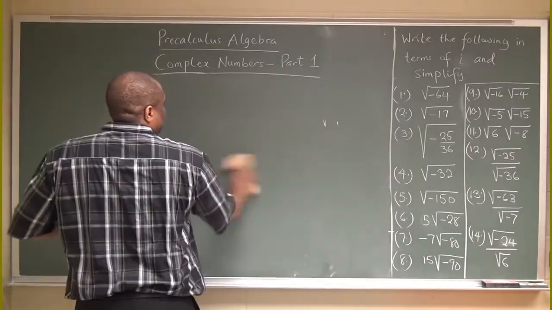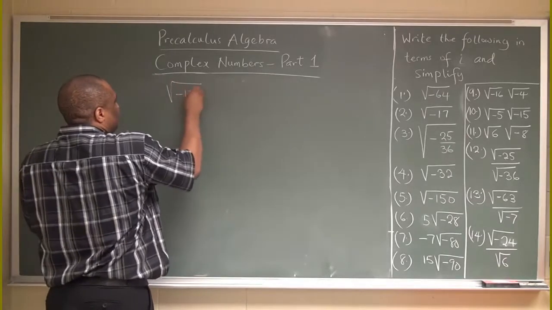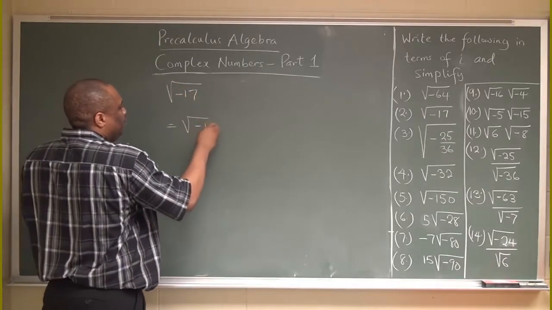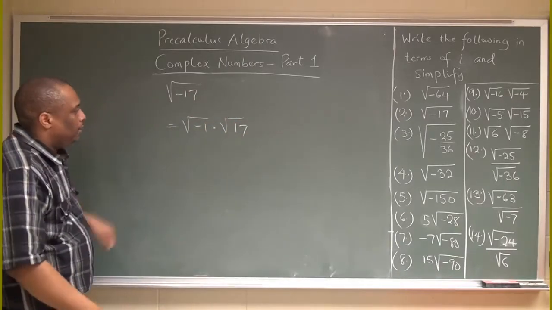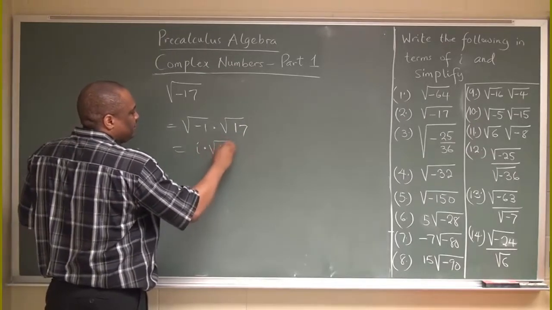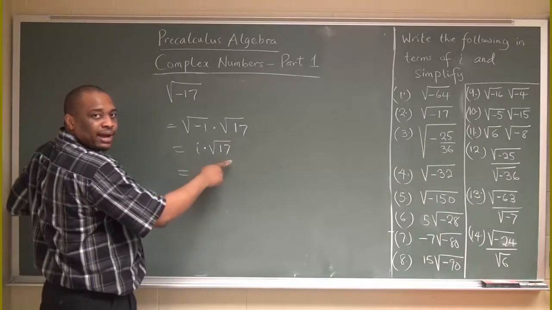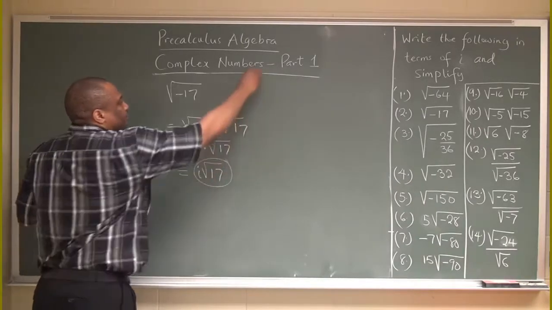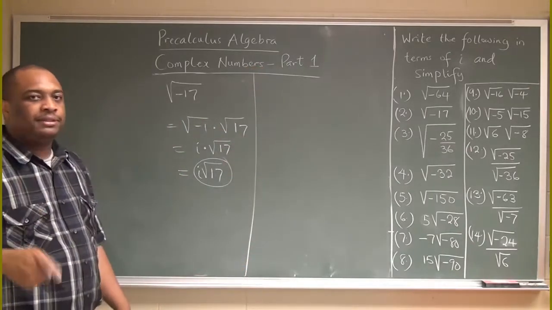Okay, let's finish the rest. Square root of negative 17. This means the square root of negative 1 times the square root of 17. So this is i times the square root of 17. You cannot simplify the radical, so the answer will be i square root of 17.